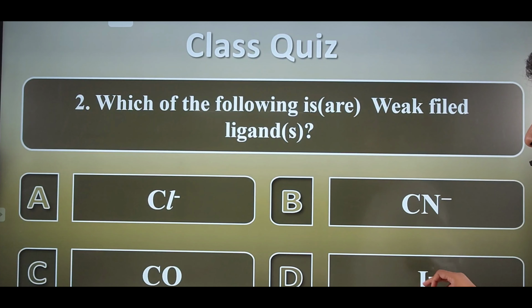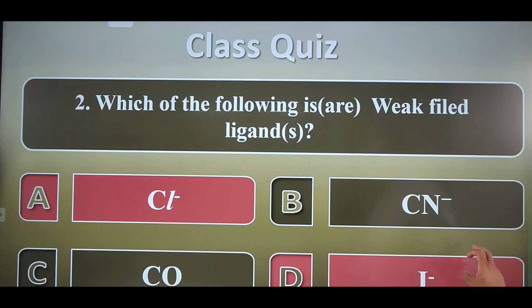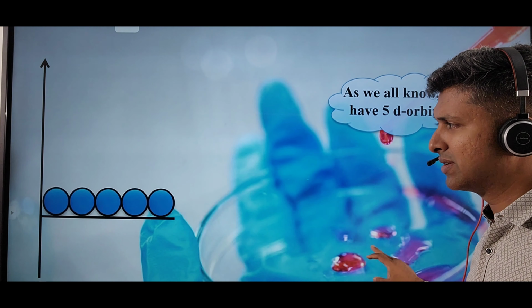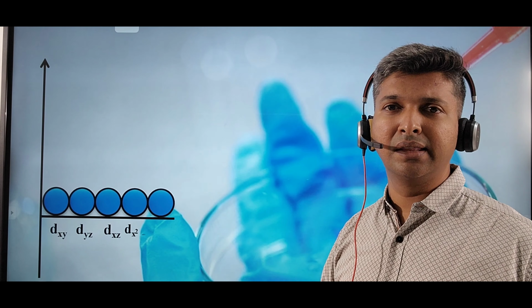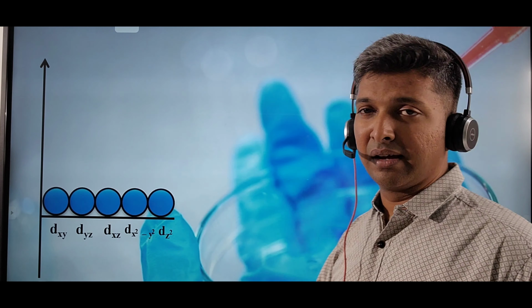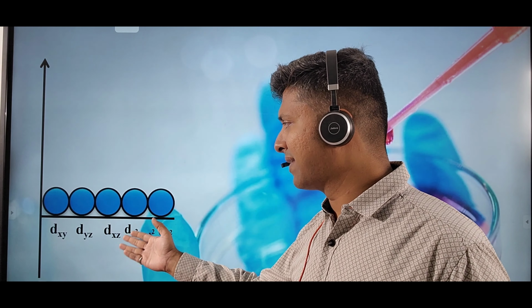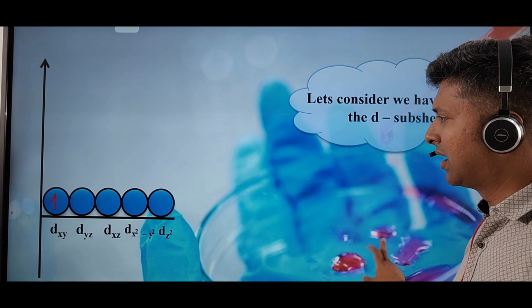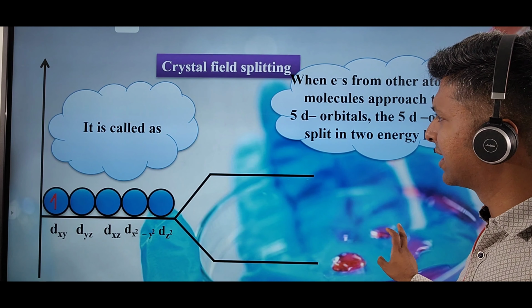Yeah, so chloride and iodide, these are the weak field ligands. So after answering those simple MCQs, now let us understand the application of the crystal field theory. As we know, there are obviously 5 orbitals in the d subshell, namely dxy, dyz, dxz, dx square minus y square and dz square, which we have already discussed. So we will be splitting these according to the crystal field theory.